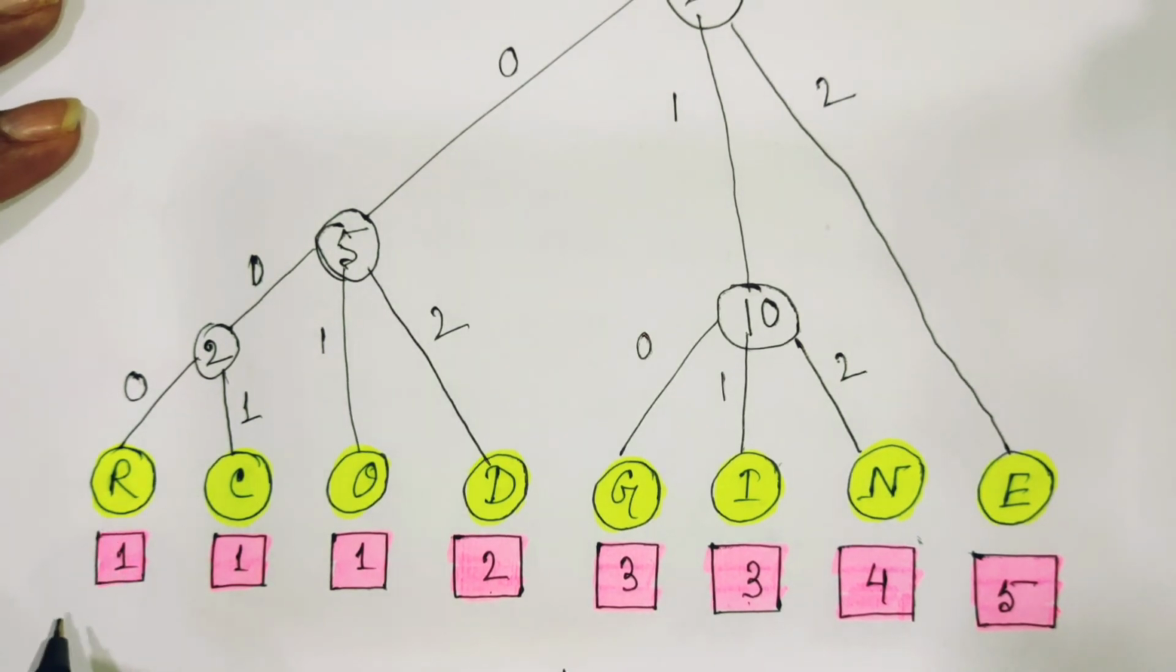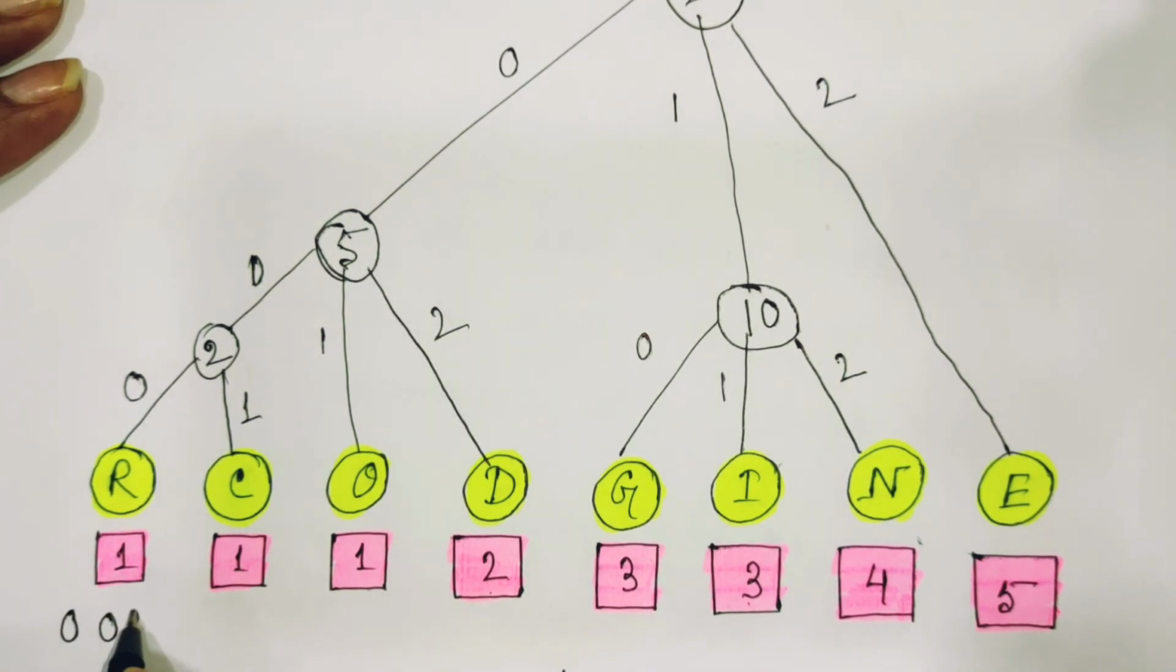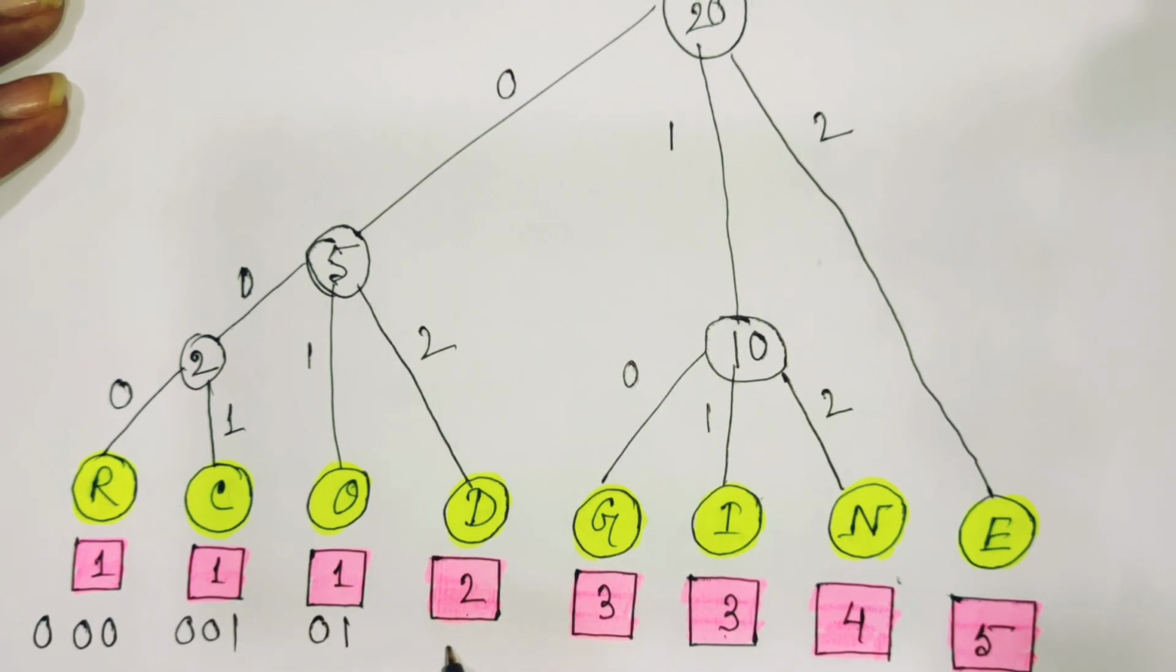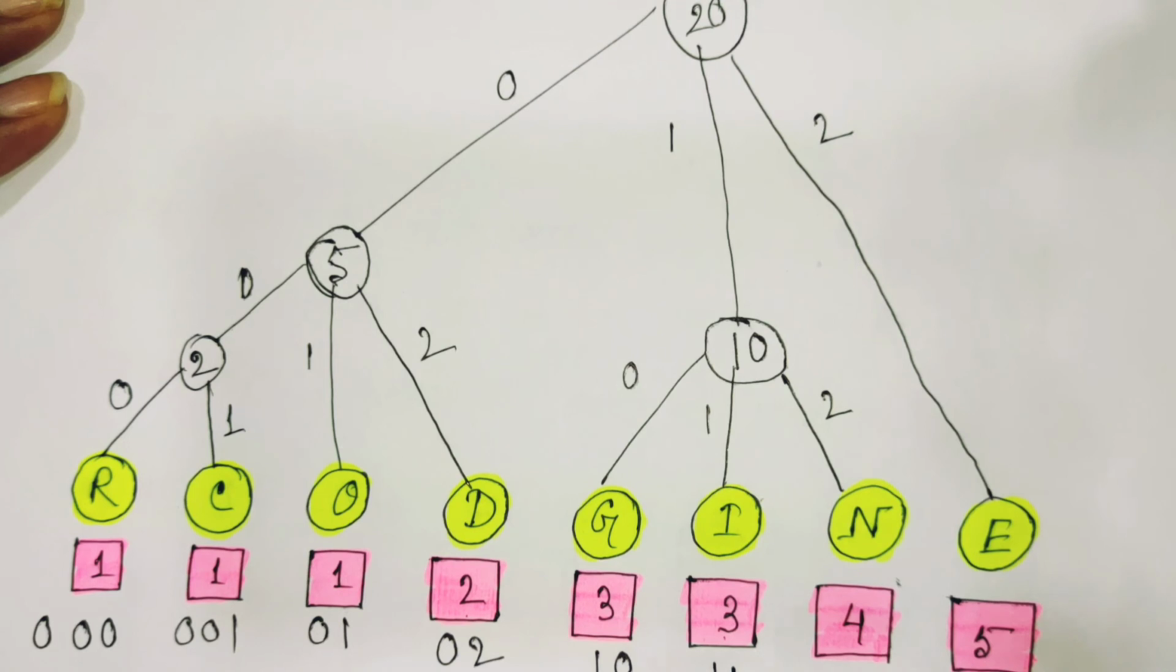So for R the prefix code is 0, 0, 0. For C it is 0, 0, 1. For O it is 0, 1. For D it is 0, 2. For G it is 1, 0. For I it is 1, 1. For N it is 1, 2. And for E it is only 2.